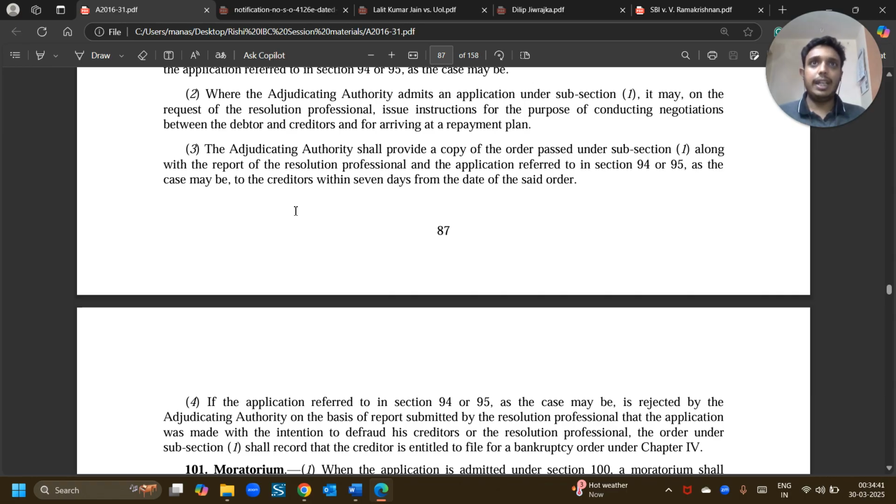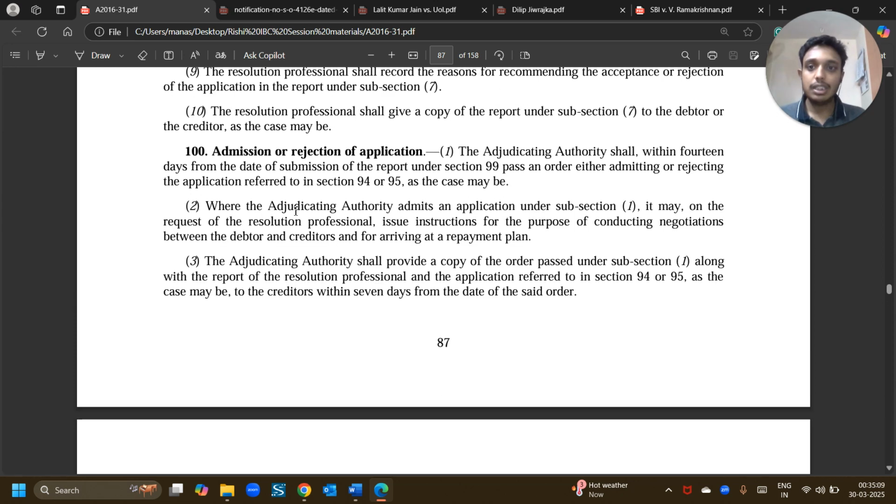Now, a negotiation between a creditor and a debtor might not always be feasible in all cases, especially when an application has been filed by the creditor, right? When a creditor is looking to file an application under 95, it means a thought process has gone into why a negotiation won't work and why this step of initiating IBC proceedings is a requirement. So it is not always feasible for creditors and debtors to sit and negotiate.